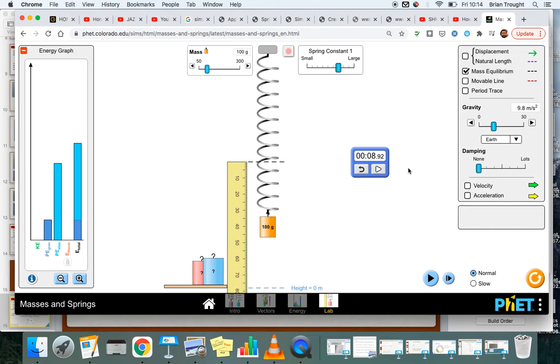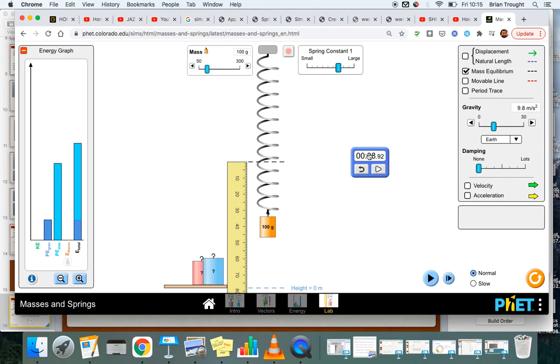Okay, when you're done with that, if you want an extra extension activity, I'd like to know, is there a relationship between the mass and the periodic time? So if I double the mass, does the periodic time stay the same? Or if I double the mass, does the periodic time double? Or if I double the mass, does the periodic time halve? And likewise with the spring constant. Do you think if I double the spring constant, would the periodic time double? If I double the spring constant, would the periodic time halve, or would it stay the same?